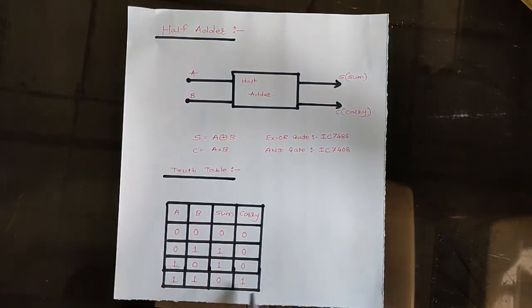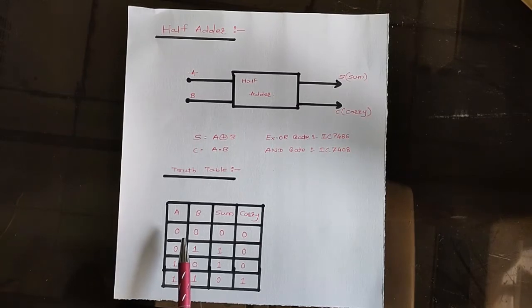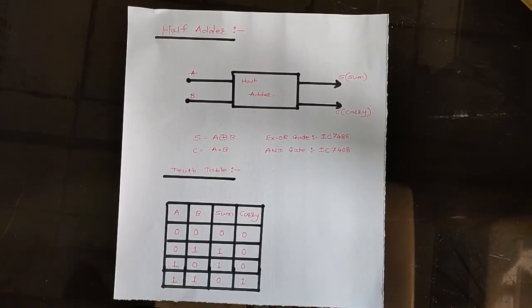Now this is the truth table for your half adder circuit. As there are two inputs for your half adder, that is A and B, there are a total of 4 input conditions as per the equation 2 raised to n, that means 2 raised to 2, which equals 4 input conditions. Now which are the different 4 input conditions? First condition is when A equals 0, B equals 0. Similarly, when A equals 0, B equals 1, then A equals 1, B equals 0, and the last condition is when A equals 1 and B equals 1.